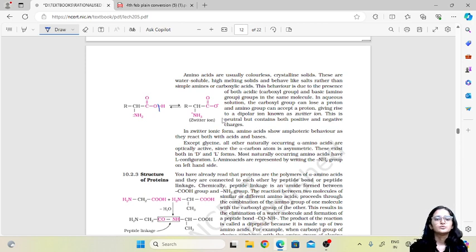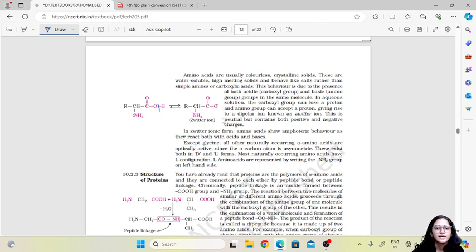Now this is neutral, because it has equal and opposite charges, containing both positive and negative charges. So amino acids in zwitter ionic form show amphoteric behavior as they react with both acids and bases. Then except glycine, all other compounds are optically active. That means they can rotate the plane of polarized light.